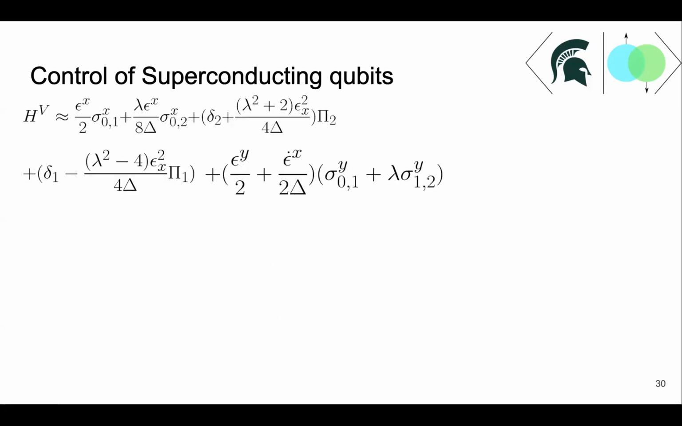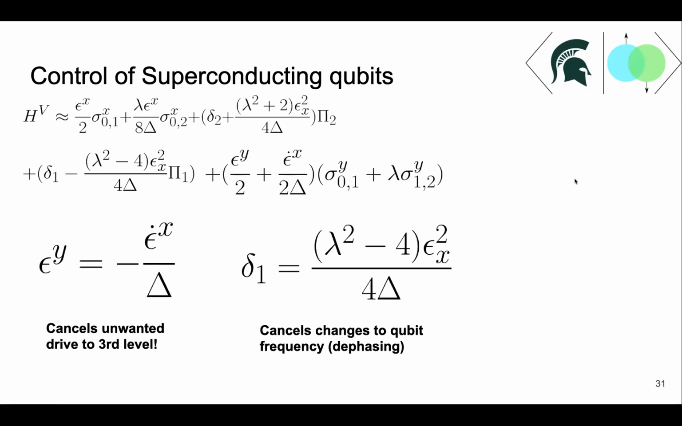Okay, so here's our Hamiltonian again, and we'll pick the drive parameters to be shaped like this. So this term cancels the unwanted drive to the third level, and then by picking delta 1 to be equal to this, we'll minimize dephasing errors to the qubit.